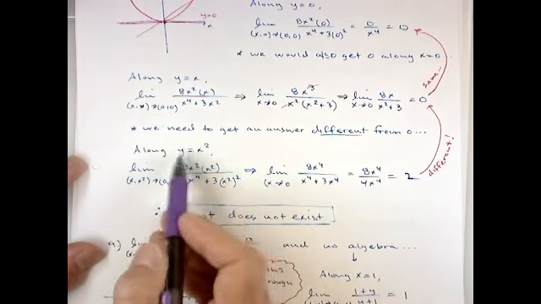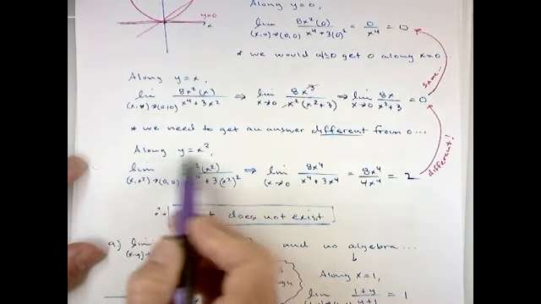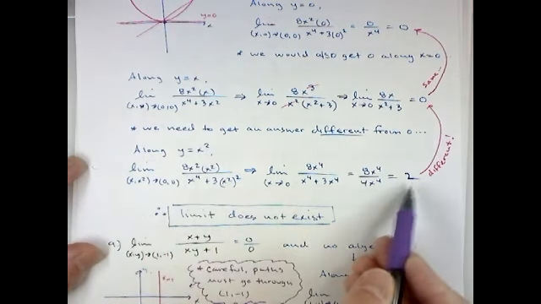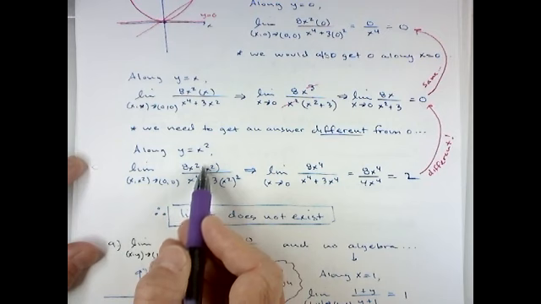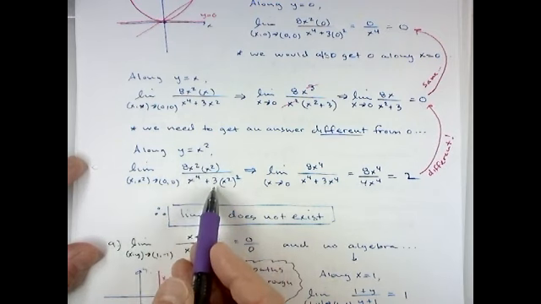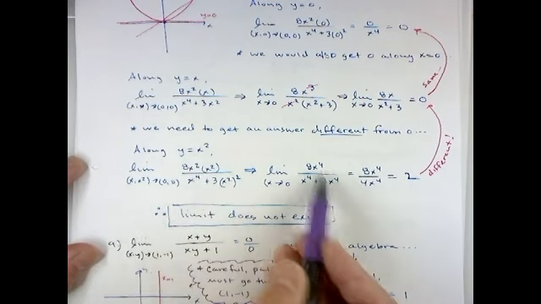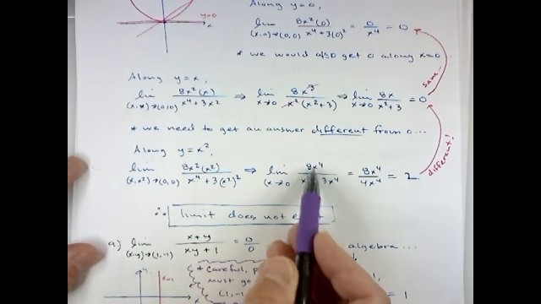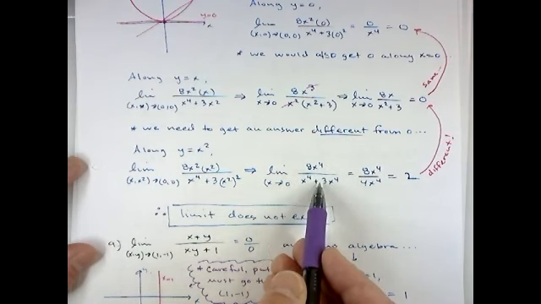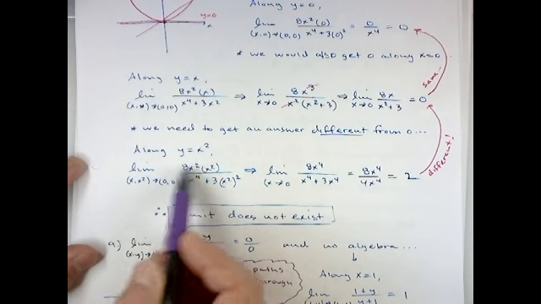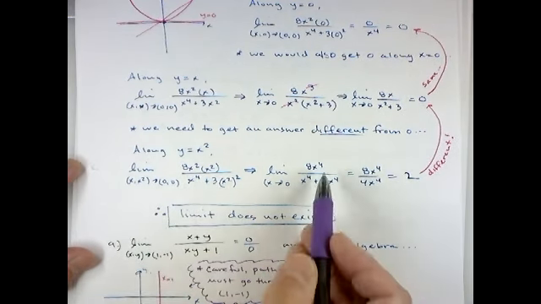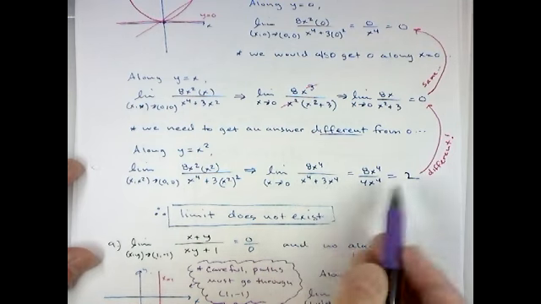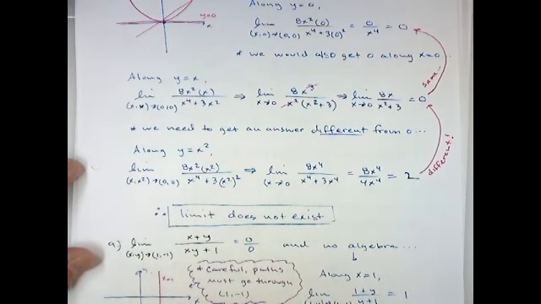A question I get all the time is, how do you know what pathway to choose that's going to get you something different than 0? The one thing to think about is that when I plugged in x squared, notice it made the degree of the top and the bottom the same. So that's the secret. If you can look at the problem and figure out what you could substitute in for x or y to make the powers the same, that's a good path to choose.